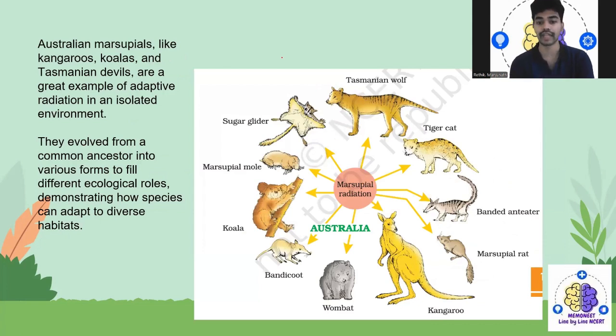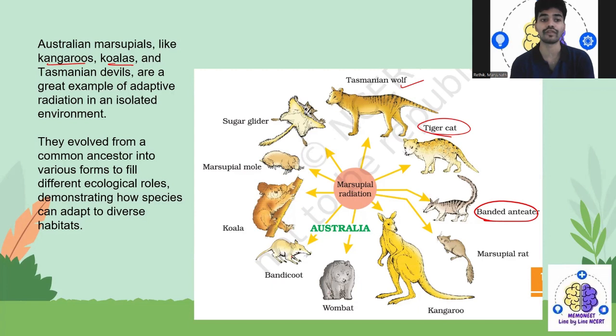Then another example we can take here is marsupial radiation. There are different organisms that you are seeing here, like Australian marsupials. You can go with kangaroo or koalas, and even there are different animals. Here you have the wolf, tiger cat, and bandicoot. Then you have many examples like kangaroo, wombat, and koala. So many animals.